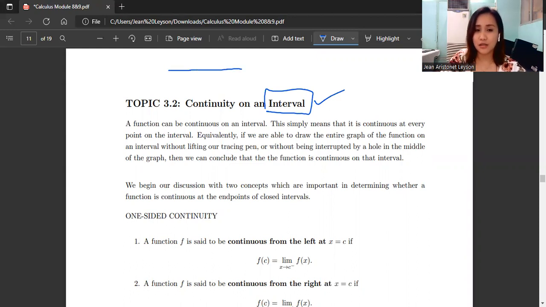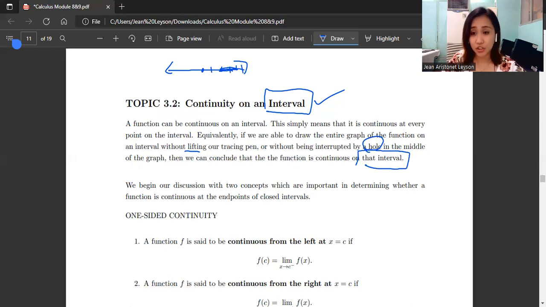So let's say we have the number line. We have 0 right here. We have 1, 2, 3, 4, 5. So a certain function, let's say, can be continuous from 2 to 4 only, at that certain interval. So equivalently, if you're able to draw the entire graph of the function on an interval without lifting our tracing pen or our graphing pen, or without being interrupted by a hole in the middle of the graph, then we can conclude that the function is continuous on that certain interval.